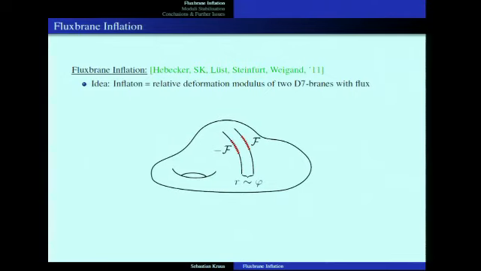The idea of Fluxbrane inflation is pretty easy to state. The idea is to identify the four-dimensional inflaton with the relative deformation modulus of two D7 branes. So it's D7 branes which we consider, and these carry some supersymmetry breaking flux, so that at one loop level a potential for the inflaton is introduced.